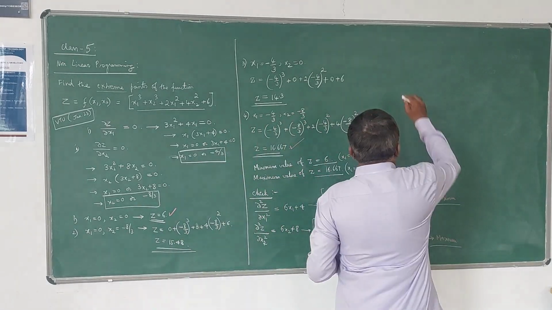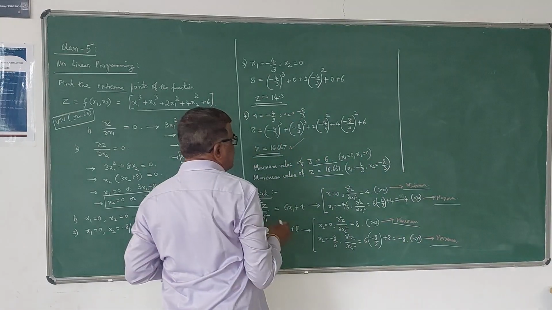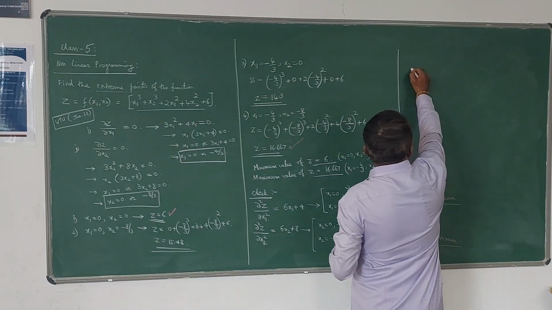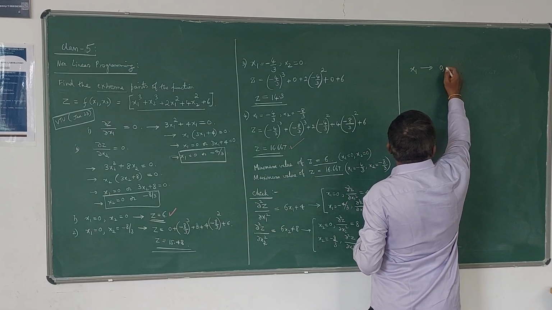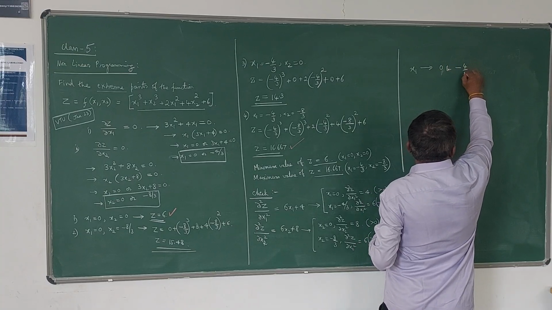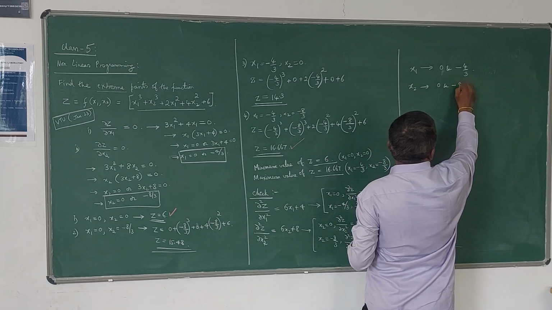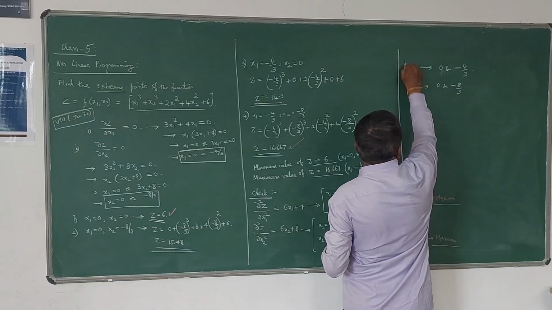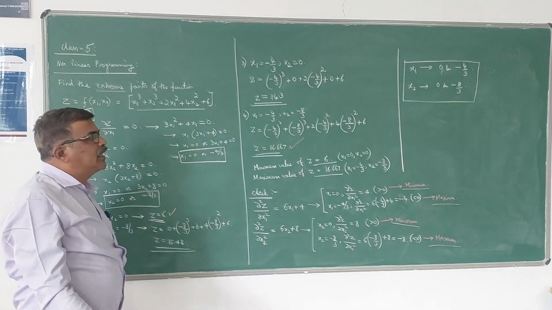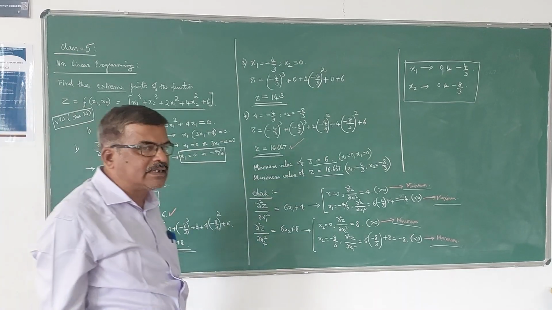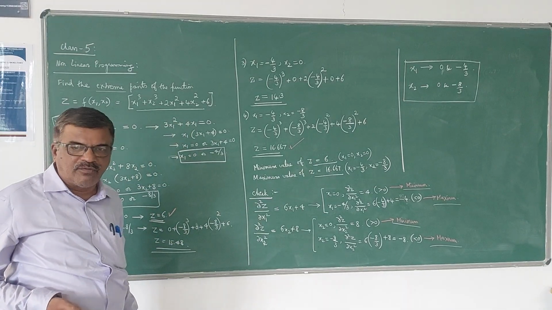So these two are called the extreme points. For x1, the extreme points are 0 and minus 4 by 3. For x2, the extreme points are 0 and minus 8 by 3. So this is the answer for the given problem. This is a simple problem wherein we are using the necessary condition and sufficient condition for finding the minimum and maximum value of a given function.